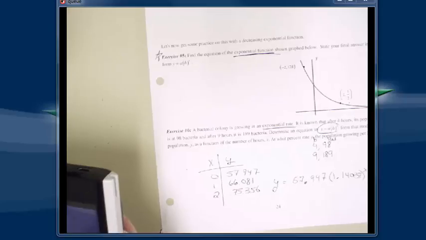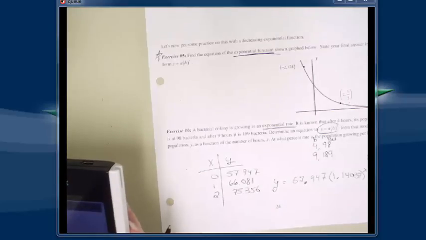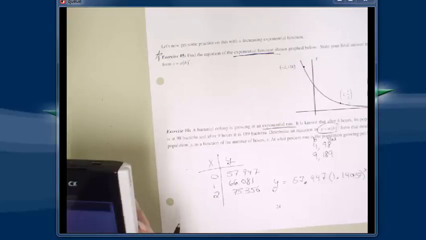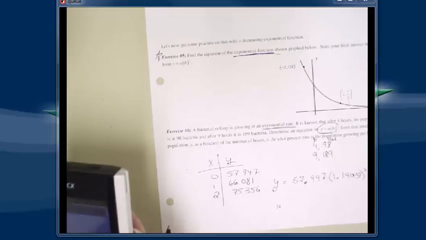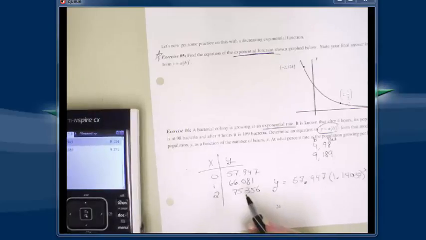And I'm going to say, here we go, the 66.081 minus the 57.947. And that would be divided by 1. And then do the next one, 75.356 minus 66.081. And I can look at those, that they are changing at a rate of 8%.